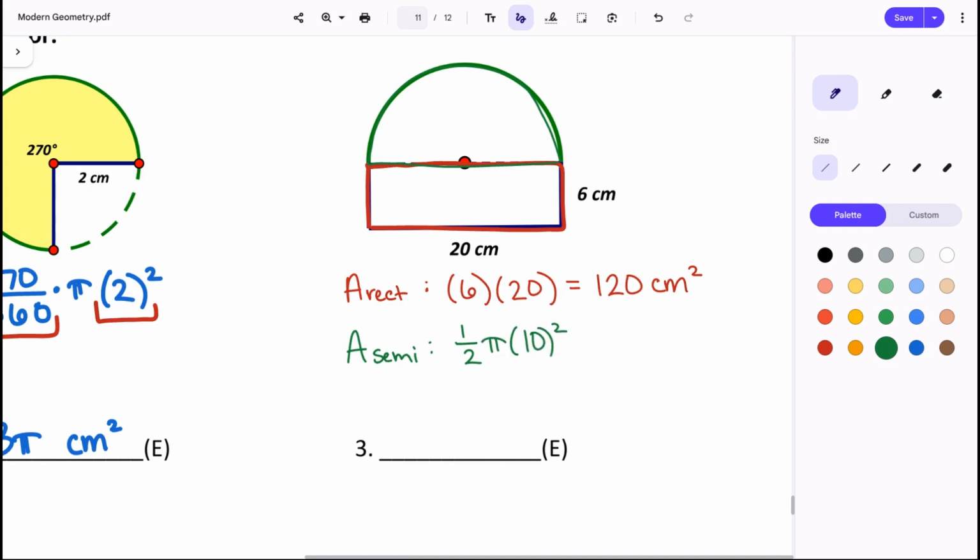Okay, so you said 1/2 pi 10 squared. So why is she saying a half? Because it's a semicircle. Where did the 10 come from? Half the 20. Because 20 is the what? Diameter. So we have to cut that in half, and that's where she got 10 from. She's saying that from the center of the circle to the edge here is 10. So what does this become?